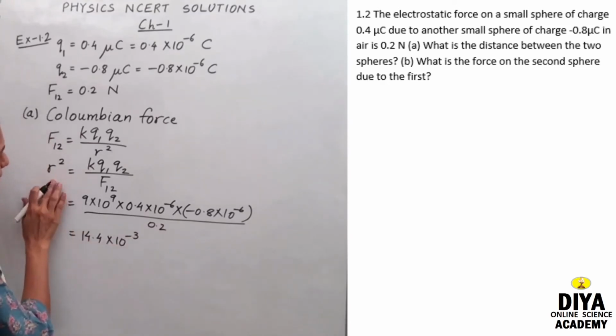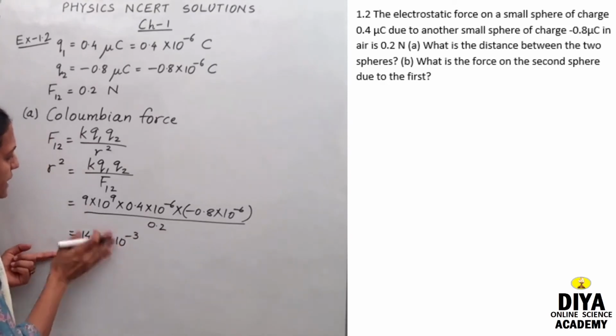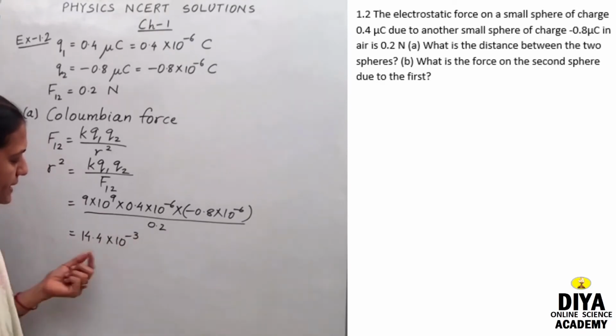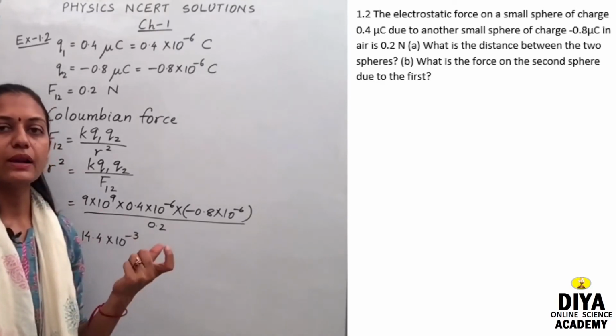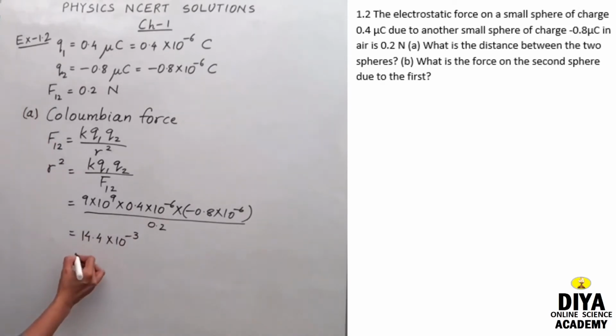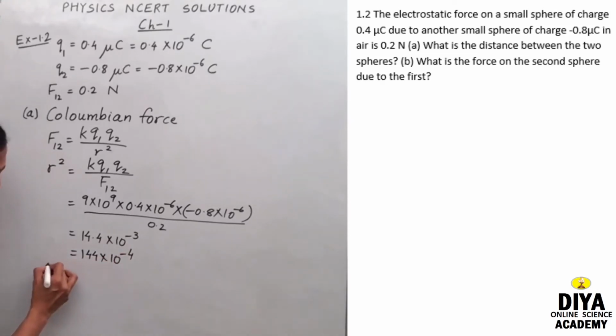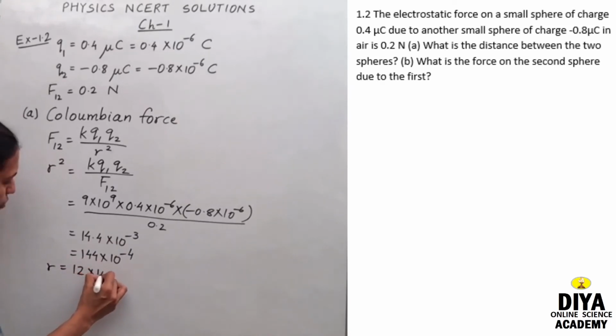Now we want to find out R. So before taking the square root of this, we have to make the power of 10 a multiple of 2. So rearranging this would look like this, 144 into 10 raised to minus 4. So now taking the square root, R will be 12 into 10 raised to minus 2 meter.